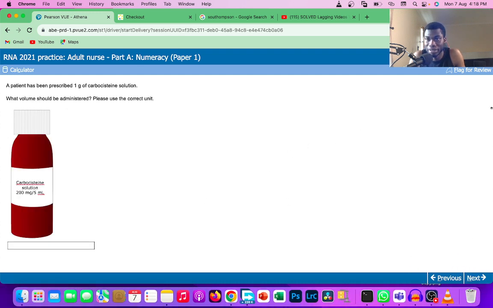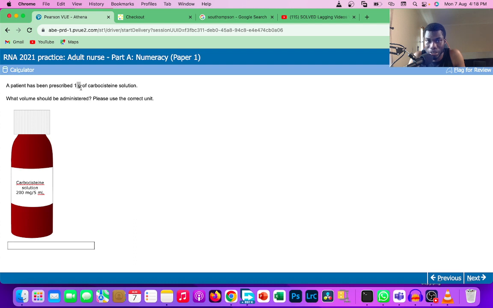The next question, and you can see we've done 6 out of 15, and it's 30 minutes. So the timer too is here, and it will be reading as you go along. So a patient has been prescribed 1 gram of carbocysteine solution. What should be administered? Please use the correct unit. Anytime they say please use the correct unit, you just know that a unit is going to be attached. Right? So here, basically, the medication comes in 200 milligrams in 5 ml, and then they say you should give what? 1 gram. 1 gram has been prescribed.